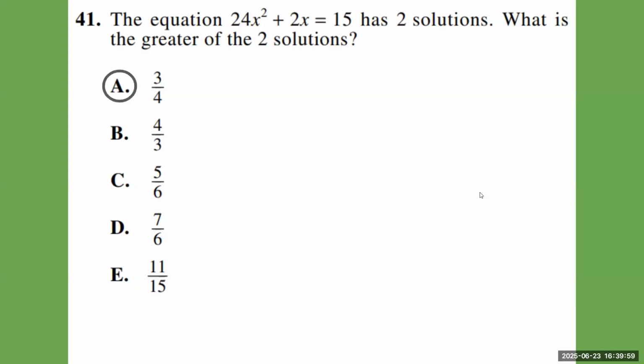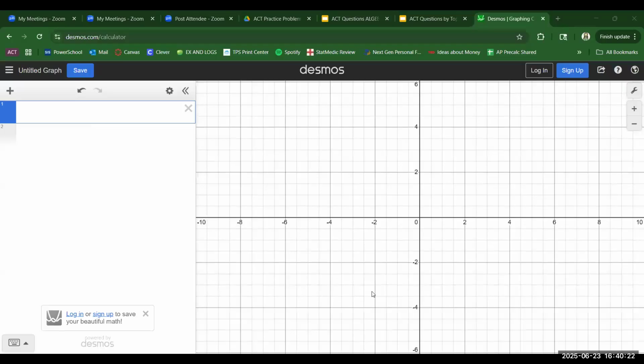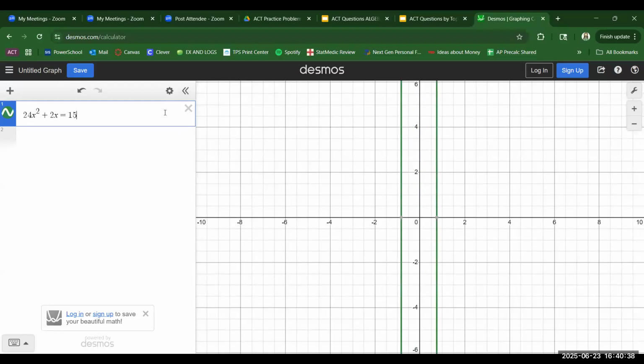I also want to show you how to do this on Desmos because I think a lot of you might prefer Desmos to an actual handheld graphing calculator. On Desmos, there is no need to rewrite the equation. You can type it in exactly how you see it in the question. So we have 24x squared. You do have to push over to make sure you're not typing up there in the exponent. Plus 2x equals 15. And once again, you don't have to rewrite it for Desmos. It does just graph it.